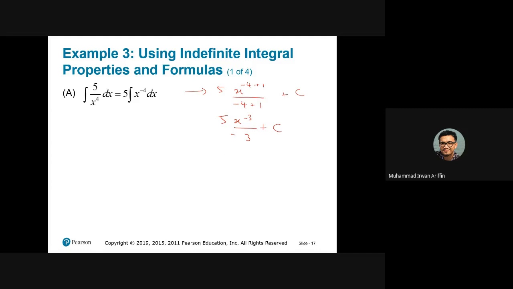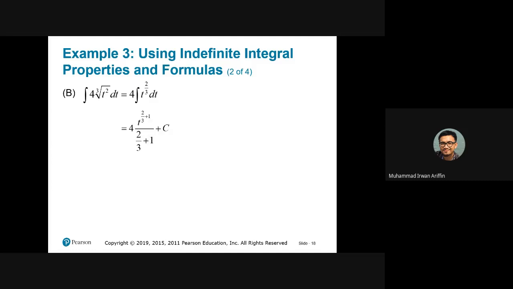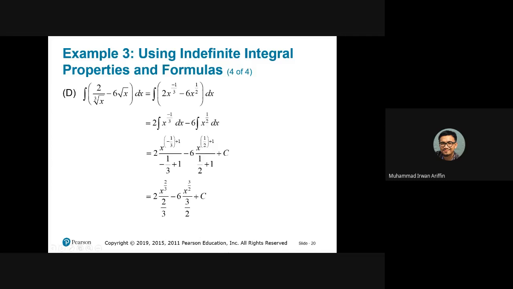Okay, and of course you can rewrite them in a more elegant way. So this becomes negative 5 over 3x to the power of 3 plus c. Okay, I'm going to leave the remaining examples to you, to make sure you're familiar with the 5 formulas that we have shown earlier, and try your best to do the integration as quickly as possible. You just need to be careful. Okay, so let's try to do this together before we end the session.